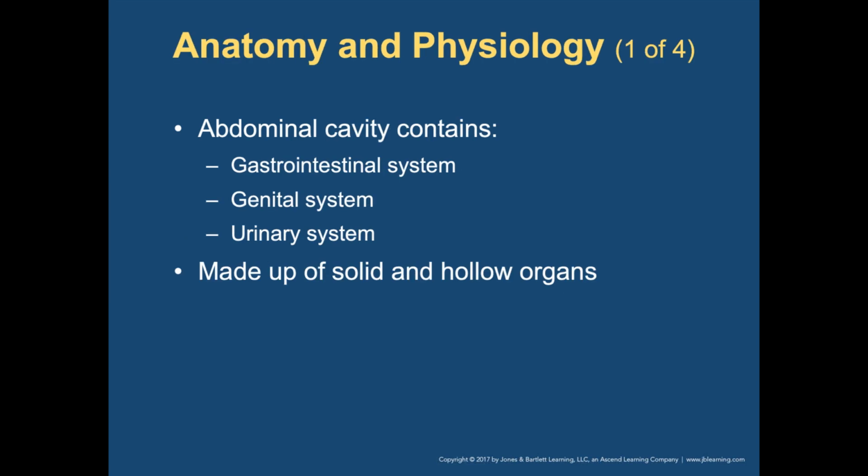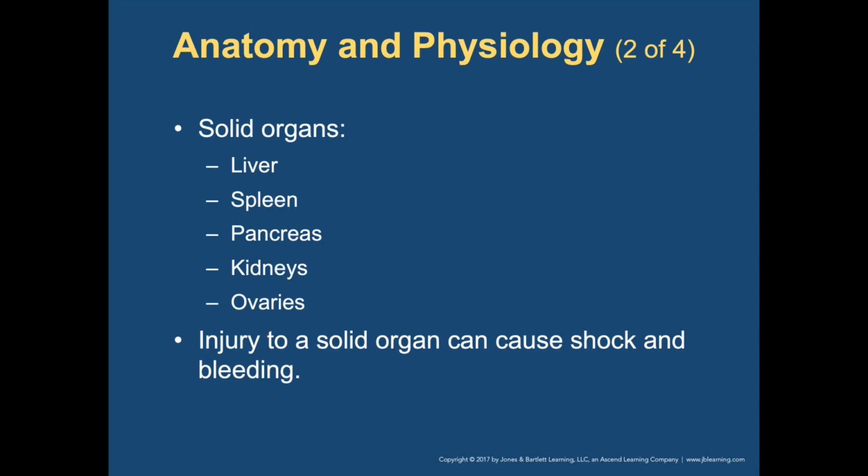The abdominal cavity contains the gastrointestinal system, the genital system, and the urinary system, made up of solid and hollow organs. We'll go over that in a little more depth. Oh, I'm sorry, I'm reading myself again. I'm trying to read off two screens. That's what's got me.